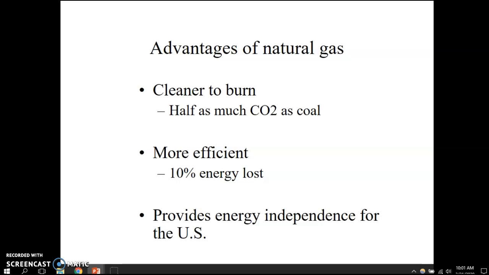So that's really important because before we started fracking, we had to buy a lot of our oil from other countries, and now we have an economic boom in this country due to fracking.